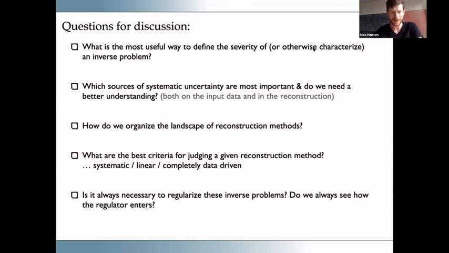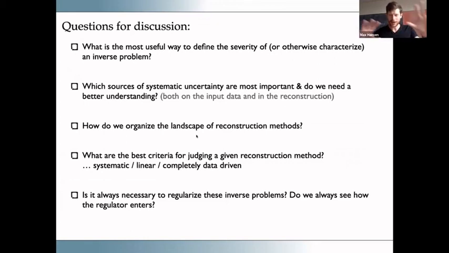I think some experts might know a lot more about this than I do. Another question to ponder is, of course, how we're treating systematic uncertainties. In the context of either lattice field theory or other numerical methods, I think it's important to understand which sources of systematic uncertainty are most important and do we need to understand them better. And really this falls into 2 camps. First, there's systematic uncertainties on the input data we need to understand, and then there's those induced by the reconstruction. A third question is, we've heard all these different ideas of how to solve the same problem. And it feels sometimes to me that I don't know how to fit them into a broader landscape.